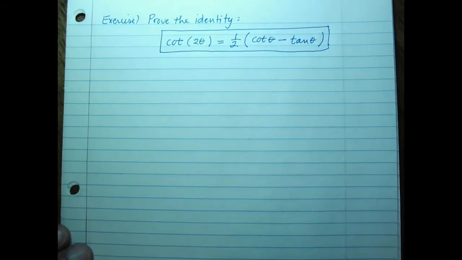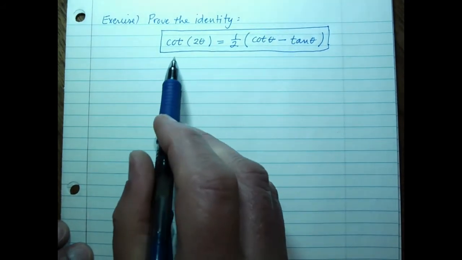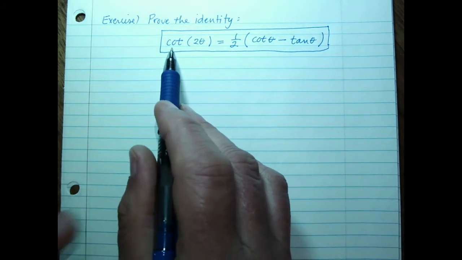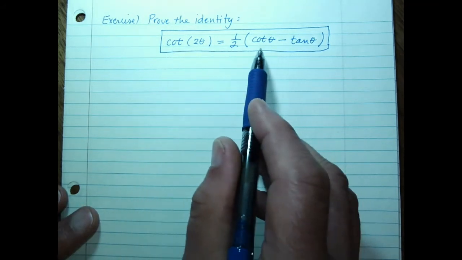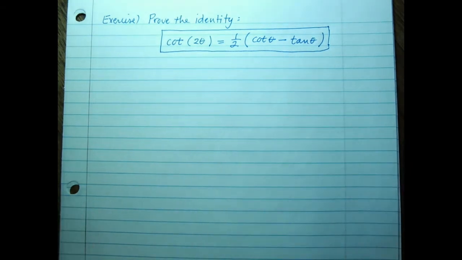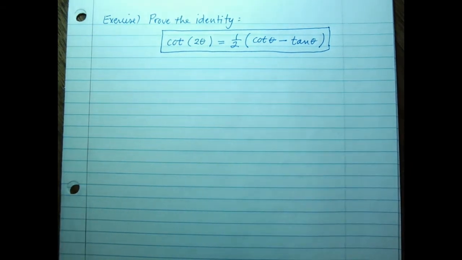And so a similar thing here again. Prove an identity. Now this is cotangent 2 theta equals 1/2 cotangent minus tangent. Now, I admit a couple things. One is I would be tempted to write it in terms of sine and cosine. That's a possible strategy to use.